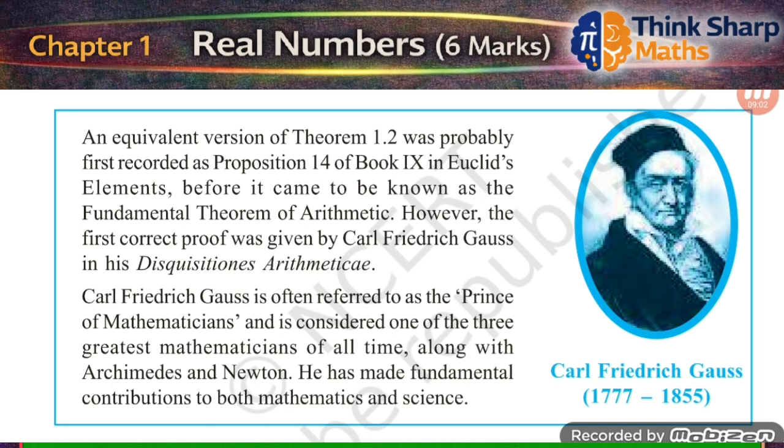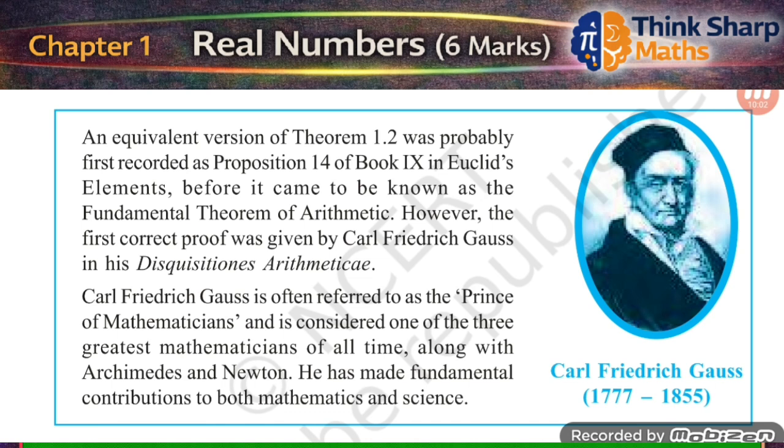Now it is said that earlier it was in that book where the Fundamental Theorem of Arithmetic appeared. However, the first correct proof was given by Carl Friedrich Gauss, whose image is given here. He lived from 1777 to 1855, and his book was Disquisitiones Arithmeticae. Carl Friedrich Gauss is often referred to as the prince of mathematicians, and is considered one of the three greatest mathematicians of all time, along with Archimedes and Newton.